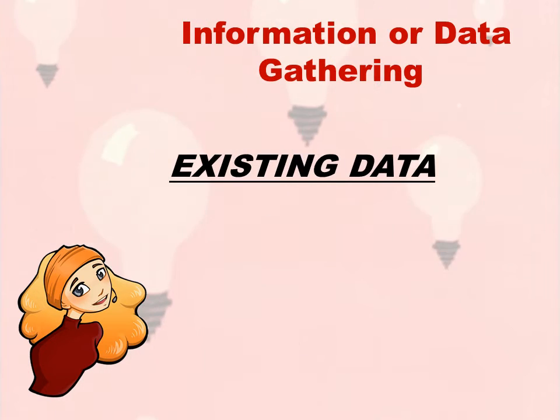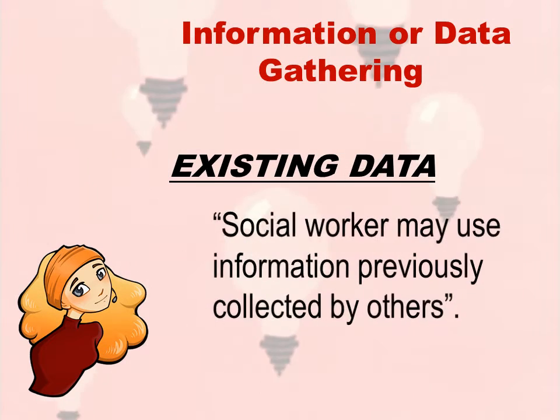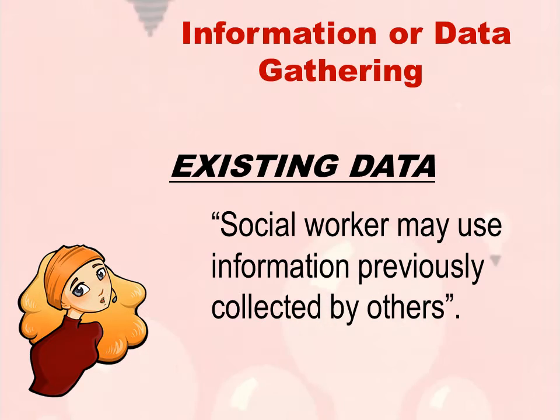The third source of information is the existing data. A social worker may use information previously collected by others, such as records and reports from other professionals, such as physicians, teachers, and social workers, or others' studies and evaluations. How reliable these data are, and how competent and objective are those who prepared them, should be carefully considered.